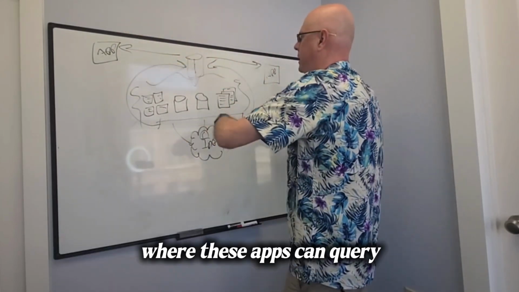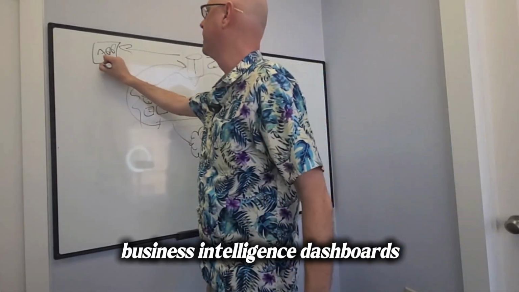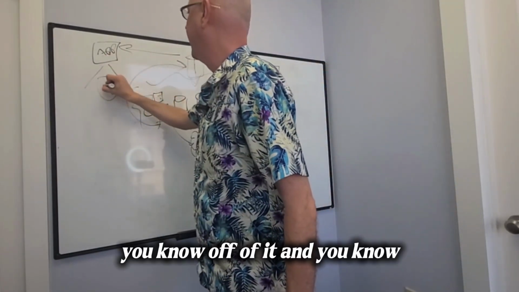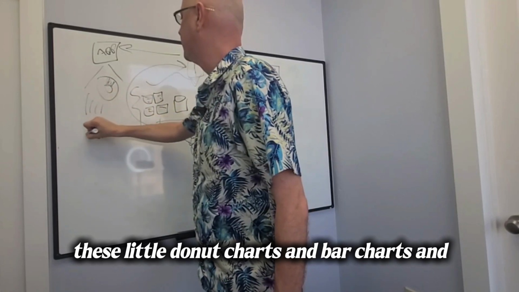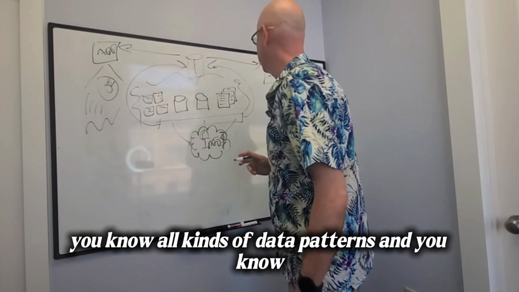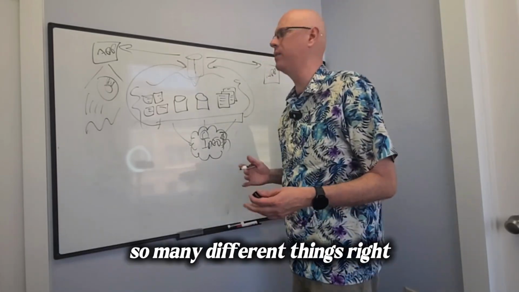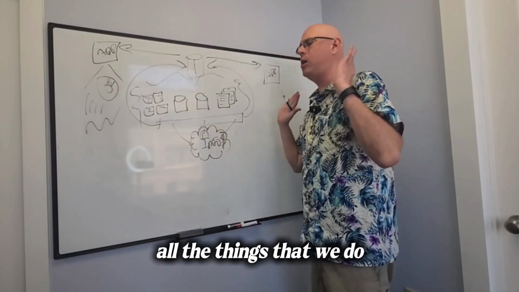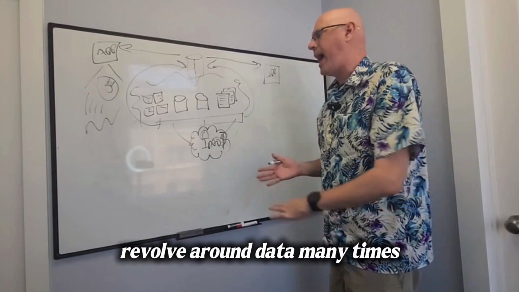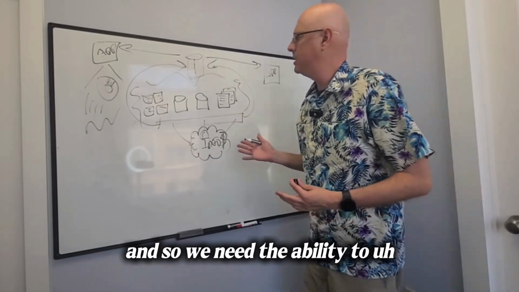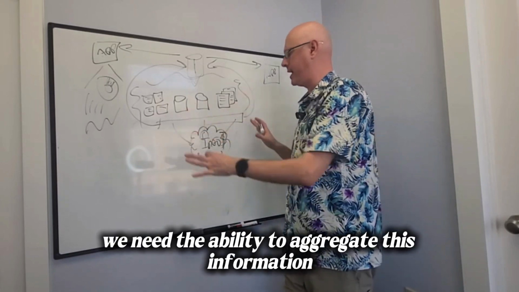So this information is being brought in from different sources, it's being warehoused, and then these apps can query subsets of this data to run business intelligence dashboards off of it, these donut charts and bar charts and all kinds of data patterns, and you can do sentiment analysis, and so many different things, right? All the things that we do revolve around data many times, and so we need the ability to warehouse this stuff. We need the ability to aggregate this information.